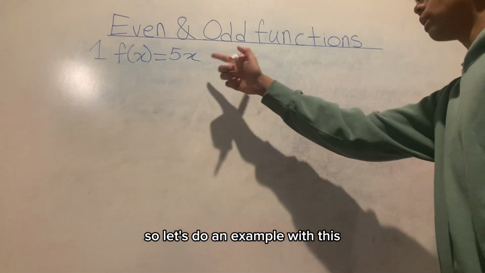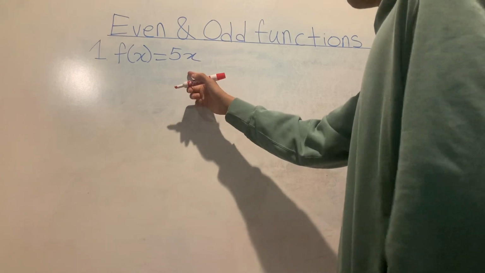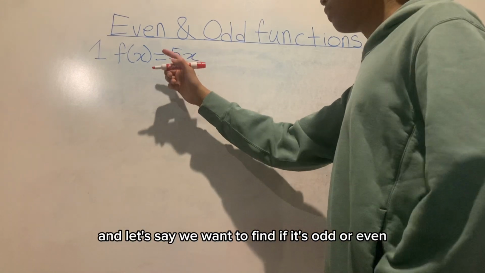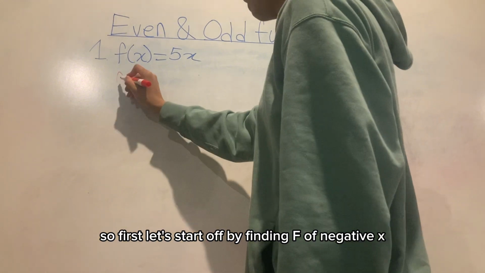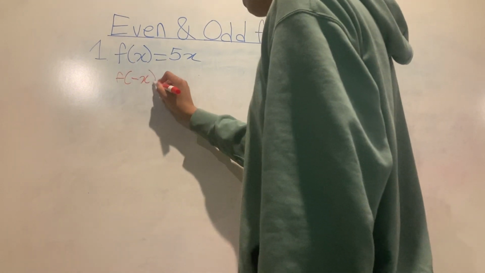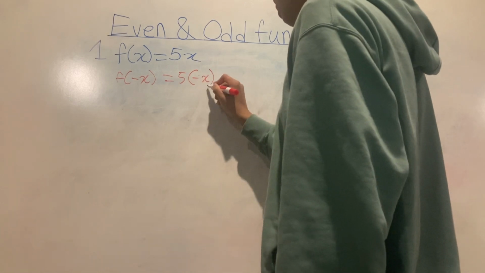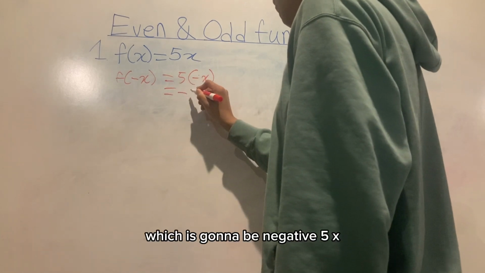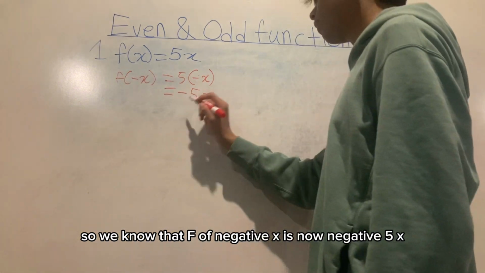Okay, so let's do an example with this. So let's say we have f of x equals 5x, and let's say we want to find if it's odd or even. So first let's start off by finding f of negative x. So this is going to be 5 times negative x, which is going to be negative 5x. So we know that f of negative x is now negative 5x.